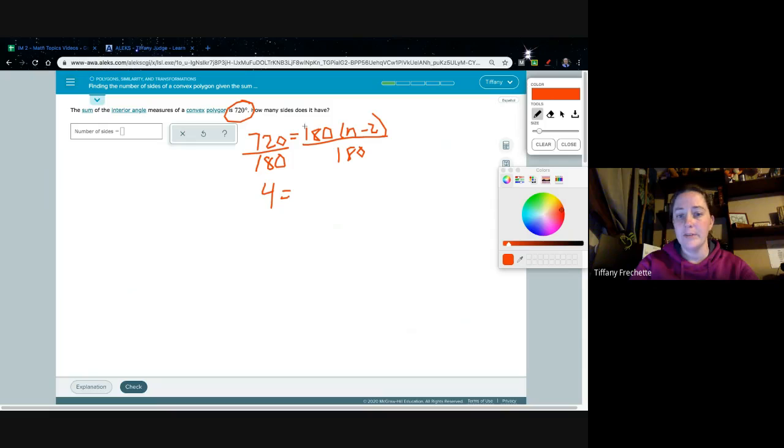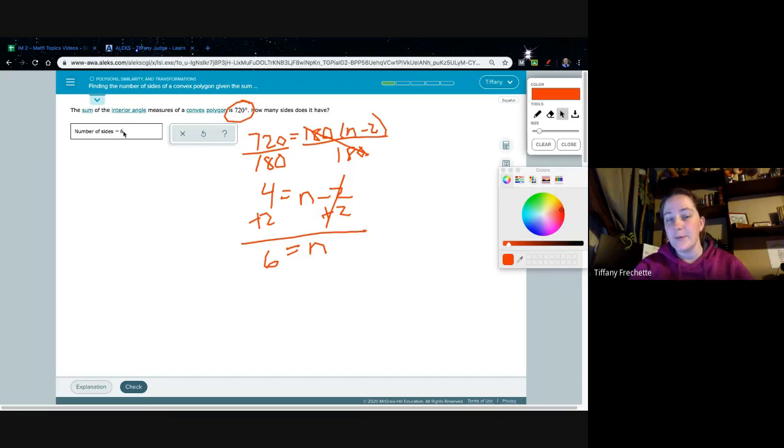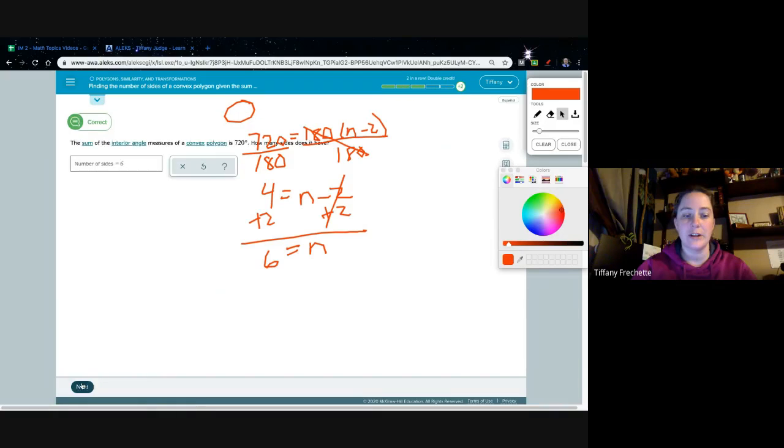4 equals 180, cancels with 180, we have N minus 2. So then we add 2 to both sides. We get 6 equals N, 2 minus 2 cancels. So this is a 6-sided figure. So I'm not sure if you're noticing the pattern at this point, but if you're given the total, you divide by 180 and add 2. Every time. That is our pattern. Because that's how we work out the equation here.